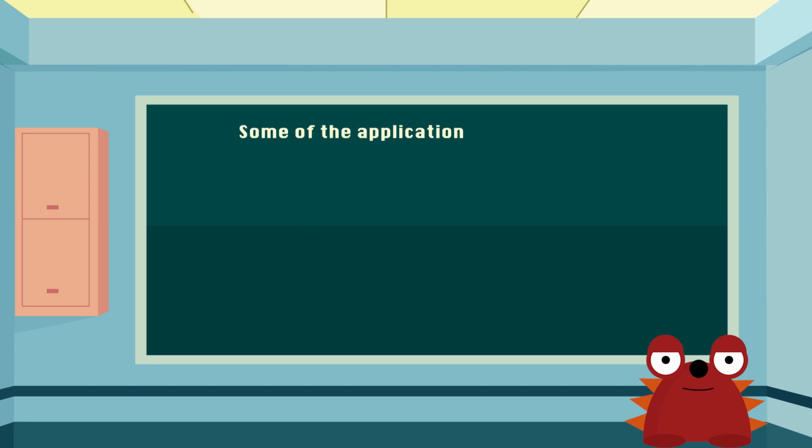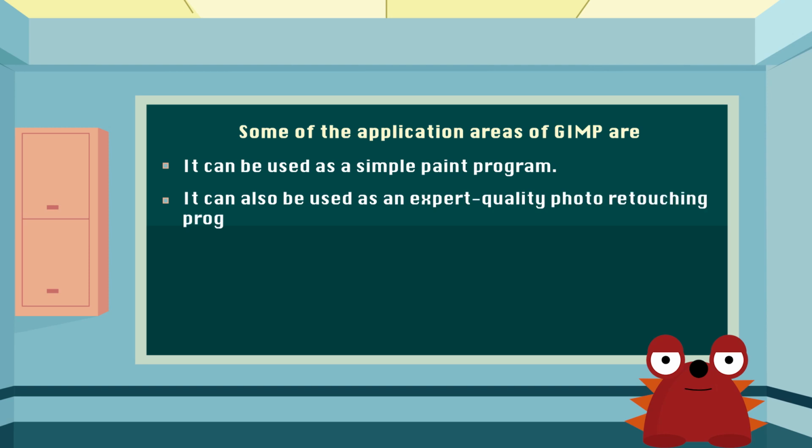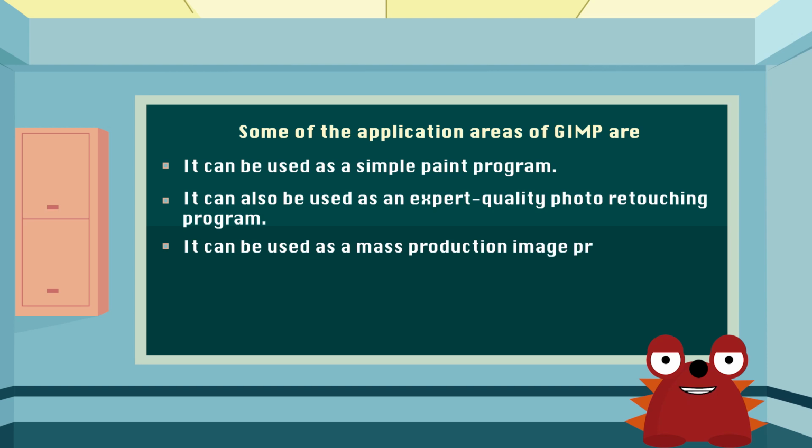Some of GIMP's applications are that it can be used as a simple paint program. It can also be used as an expert quality photo retouching program. And it can be used as a mass production image producer to develop different models.